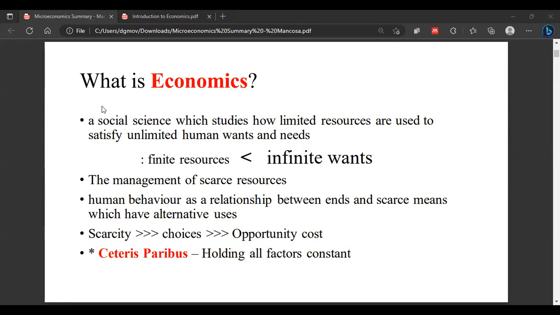But as human beings, we've got these unlimited needs and wants. Why do we call them needs and wants? What is the difference between needs and wants? Someone to try and differentiate between needs and wants.